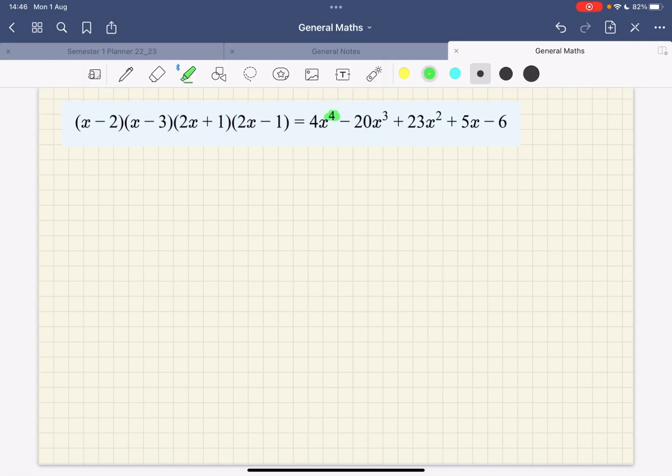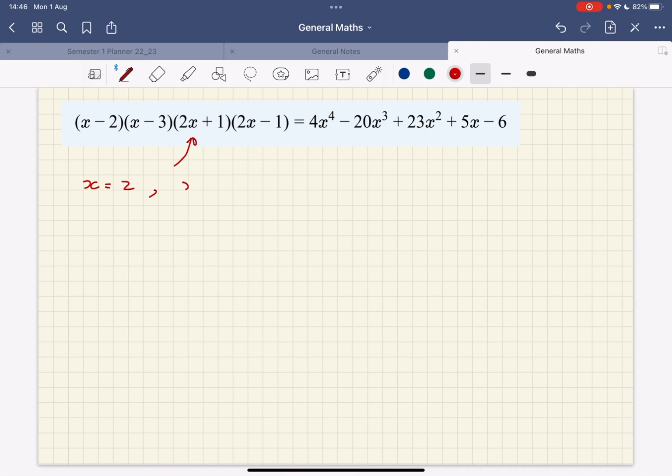4 that we've got up here. Okay, so what we're going to do is we're going to find the sum of the roots. Now, here are the factors, and each root can be written like this.